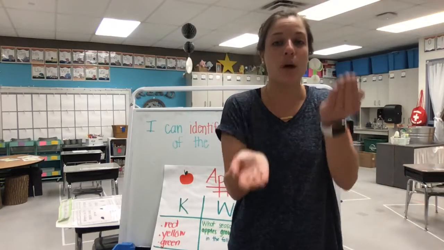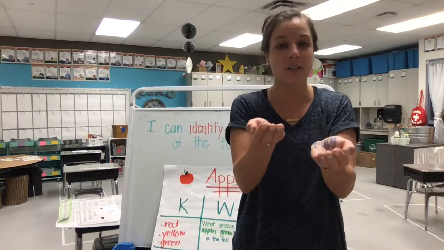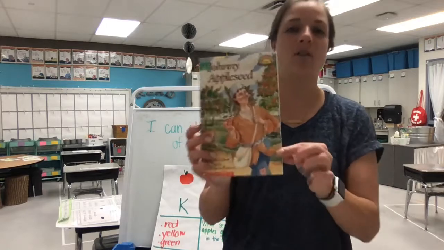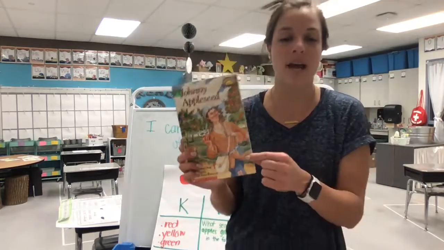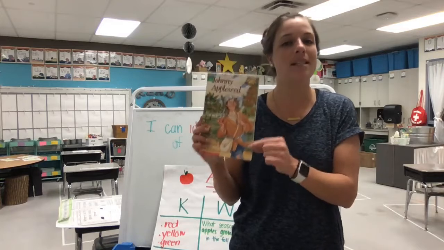So we have to use supporting details. Can you use your hands like that with me and say supporting details? Very good. The supporting details are what the book tells us that Johnny Appleseed does, why he's important. So what is Johnny Appleseed's job? What does he do?